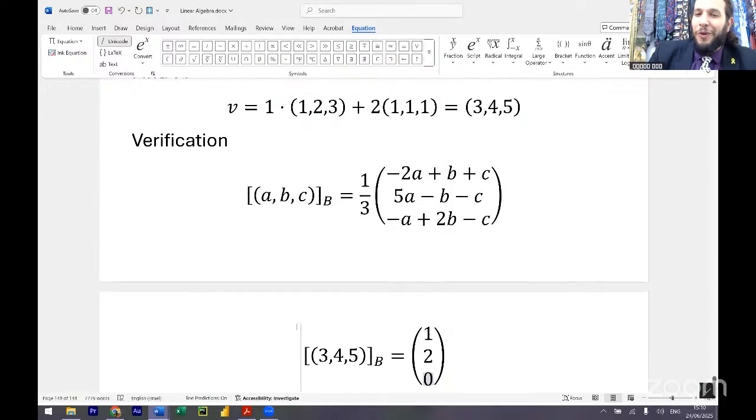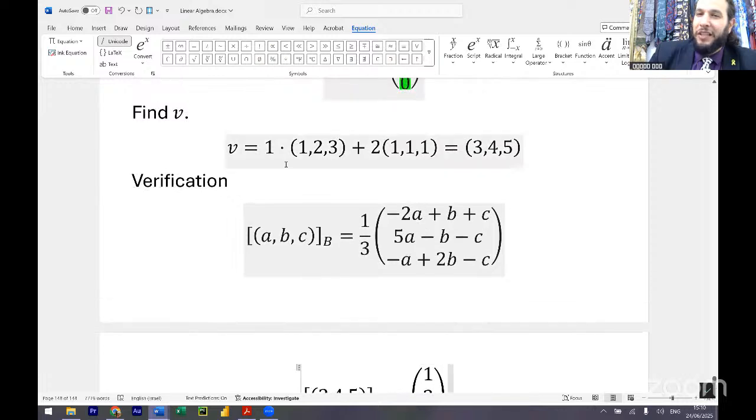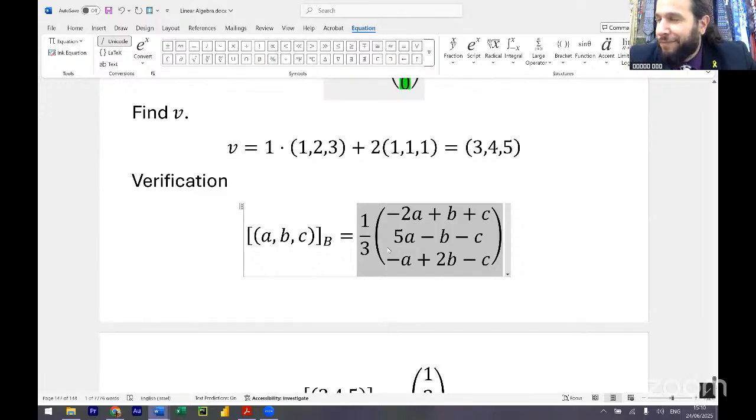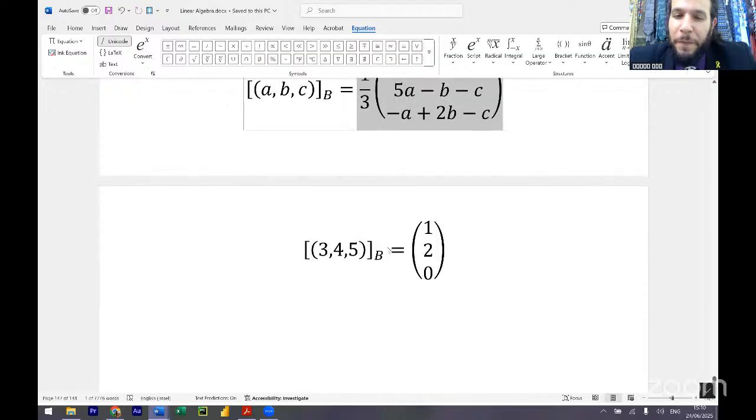Okay, you see? So given the coordinates, finding the vector is easier. Given the vector, finding the coordinates is not really tough, but it requires some calculations. Any questions so far up until now? Okay. So now I'm ready to give you a theorem. I will do a short introduction behind it. I don't have time to prove the theorem, but it's imperative that you know what it says.